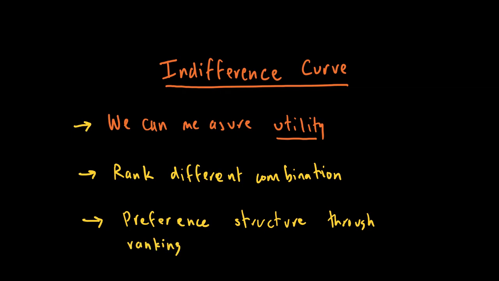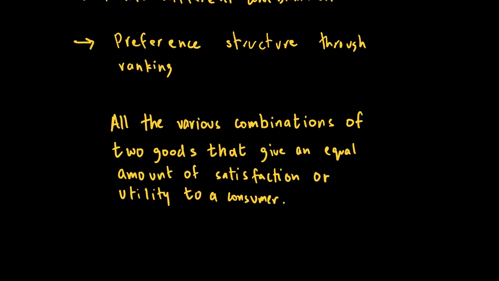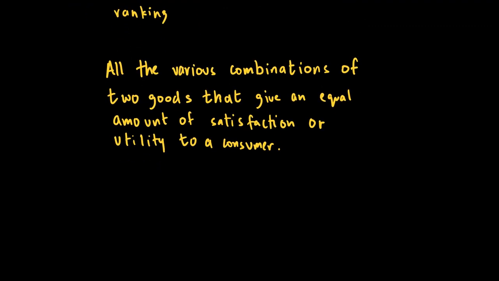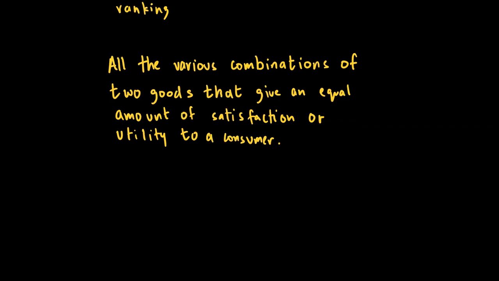Let's now talk about the definition of indifference curve. So what is an indifference curve? An indifference curve is simply all the various combinations of two goods that give an equal amount of satisfaction or utility. So if I'm a consumer, all the various combinations on that indifference curve, I am ranking them equally in terms of utility. No one combination on that same indifference curve will have a higher utility. So let's see an example.